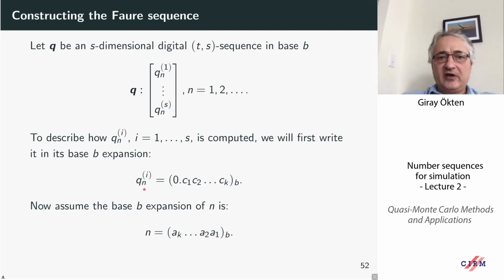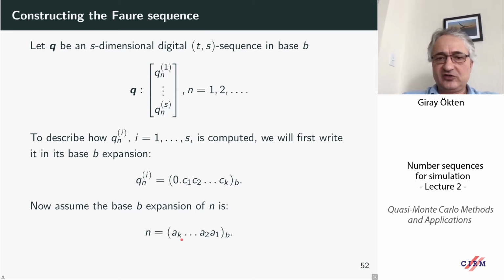So let me write this number in its base B expansion. Okay? And this base B expansion, I'm looking at just finite expansions. If it's not finite, I'm truncating after k digits. So I want to know, or I need to tell you, how these C's are obtained. What is C1? What is C2? Then we're coming close. Now let's take little n and write little n in its base B expansion.